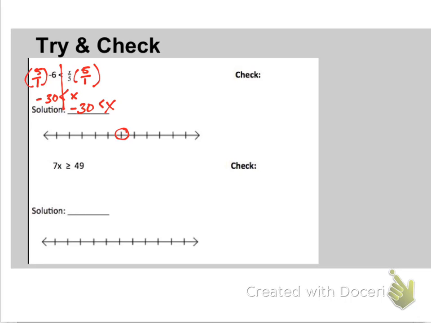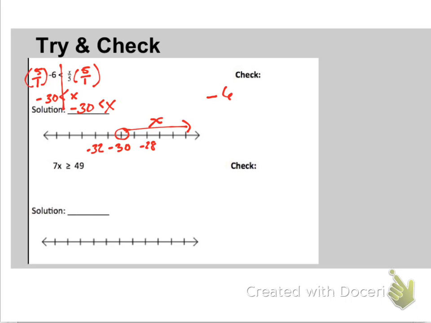Negative 30 is our boundary point. We're talking about things larger. X is going to be greater than negative 30. Put some other values in here quickly. And then we can check.